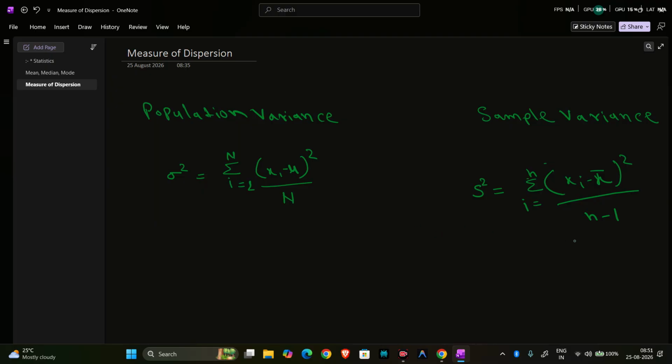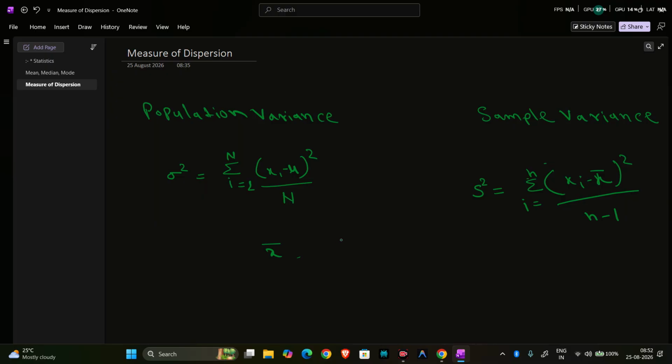First, why are we dividing by n minus 1? When we calculate variance from a sample, the sample mean x bar is calculated from the same sample. Mathematically, x bar is always the value that makes the sum of squared deviations as small as possible for that specific sample. So squared deviation from x bar tends to slightly underestimate the true population spread. Dividing by n minus 1 instead of n corrects this bias.